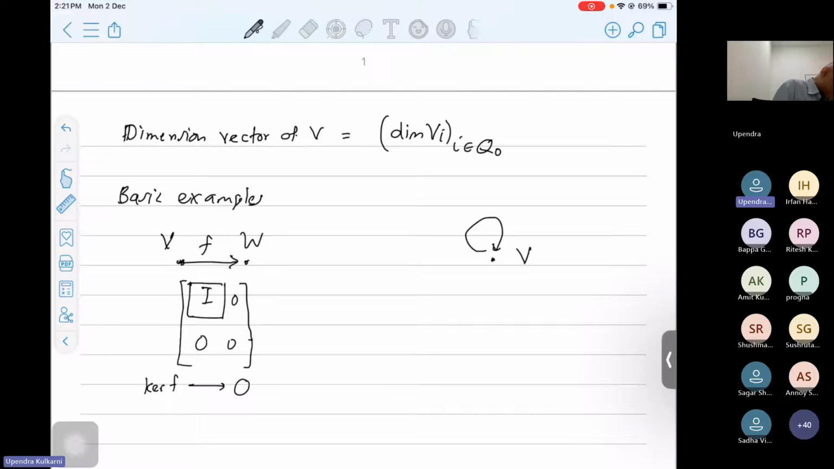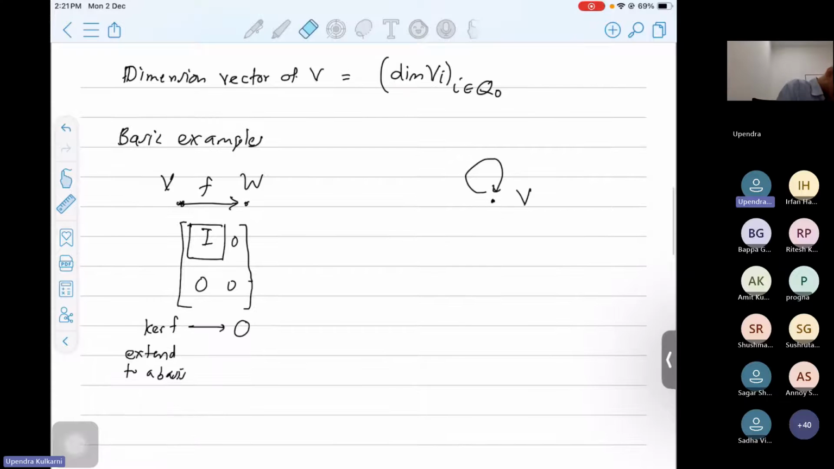Then I extend the basis, extend to a basis of... Sorry, this is really terrible. Let me just say extend. And on this, I just apply F and I get the image of F, right?